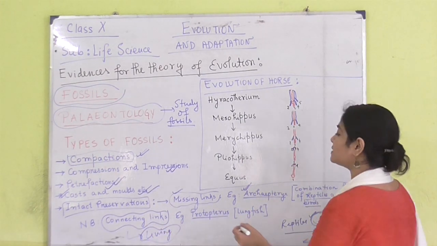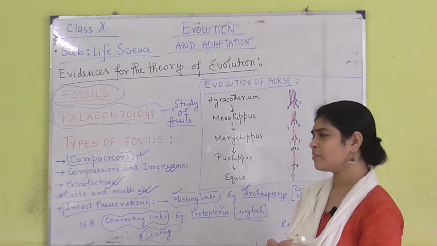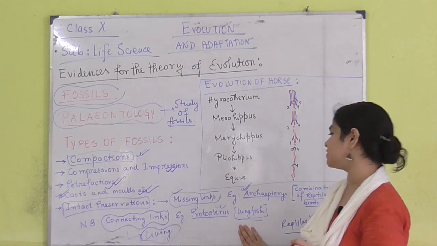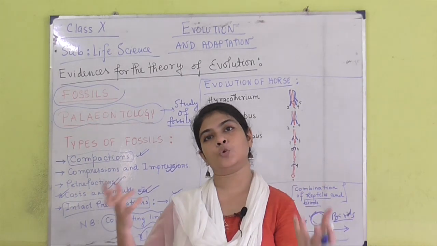For example, the Protopterus or the lungfish. Okay, and there are so many other examples. Out of that, I have just given the lungfish. The lungfish, they possess the characters of two different types of groups.